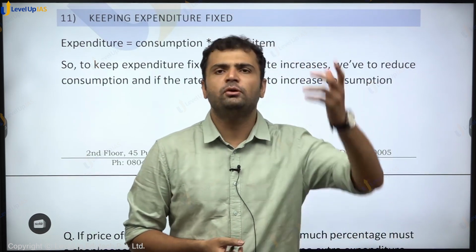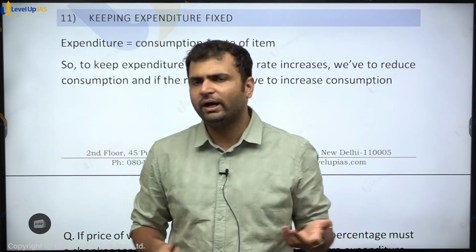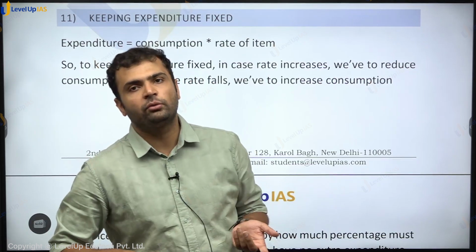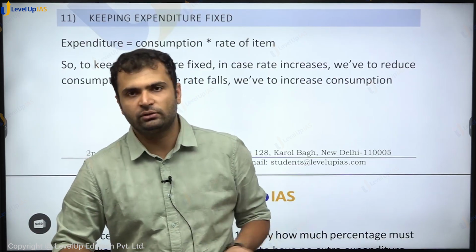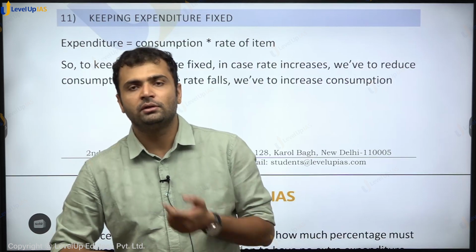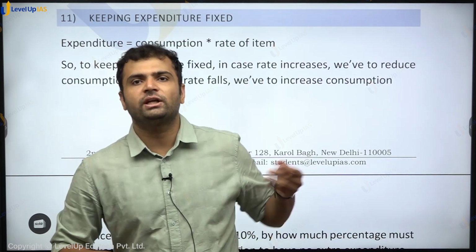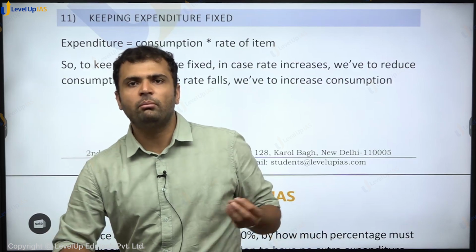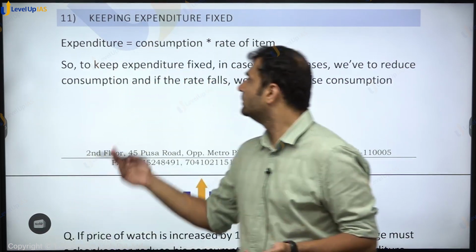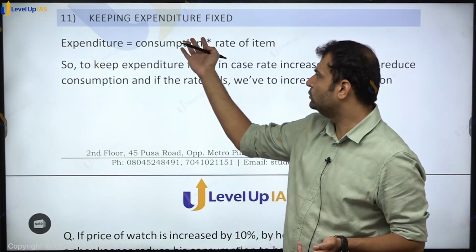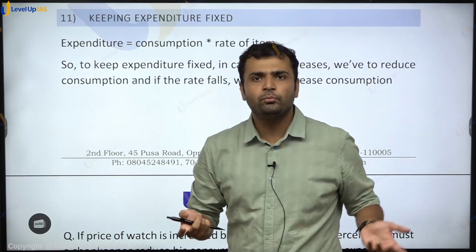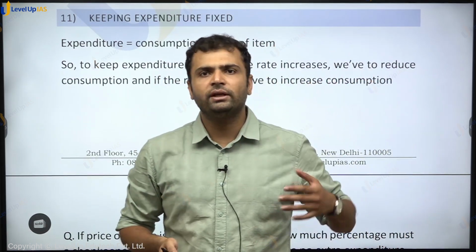Whenever you go to buy anything, let us say you go to a petrol pump and you buy certain liters of petrol, and petrol has some price. Let us assume today it is 100 rupees. So what is your expenditure? It is the price per liter, 100, into the number of liters you buy. So total expenditure is your consumption in liters into the rate of the item or price. Obviously this is how it is. I hope you can relate to it.